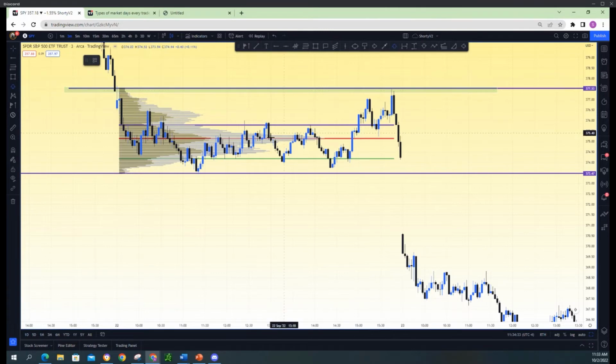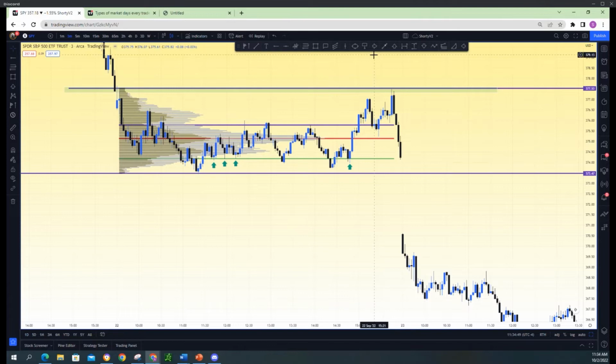Definitely 3. Or there's one here. There's another one here. And there's a third tap there. Once you break the value area low and you regain it, you go long.